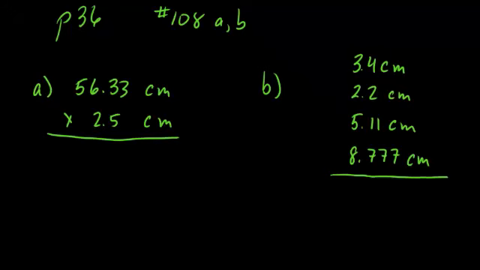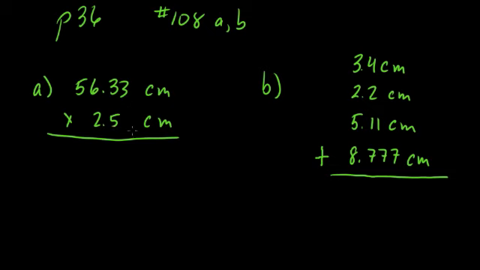Hi, in this video we're going to talk about rounding your math answers to the correct number of sig figs for both multiplication and division and also addition. And we're going to use as our example on page 36 of your text, number 108, part A and part B. Part A is the multiplication of 56.33 centimeters by 2.5 centimeters.